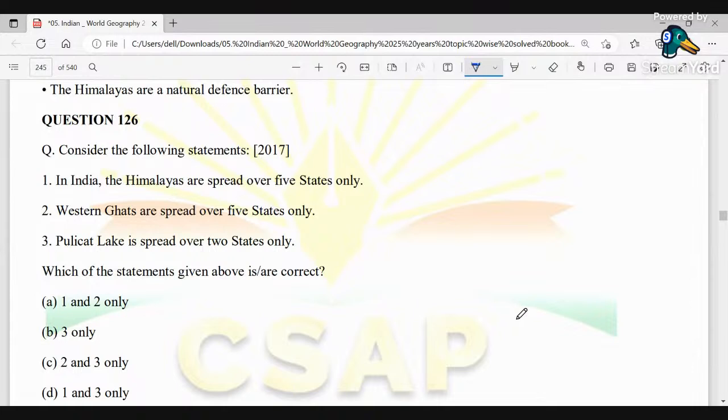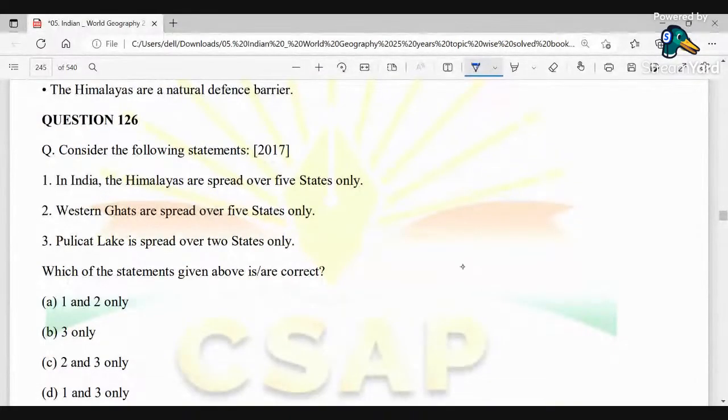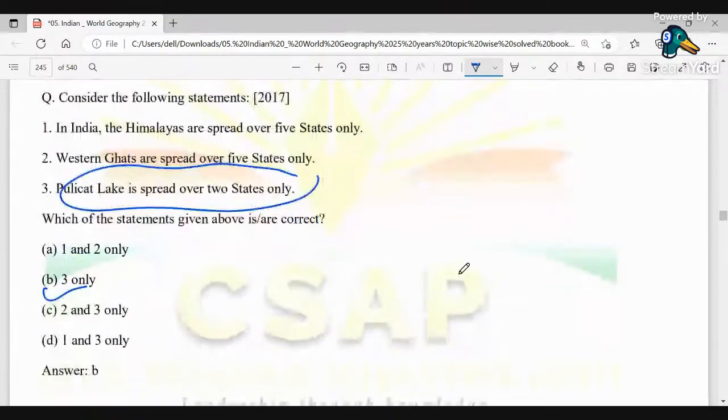The first question says: considering the following statements, in India, the Himalayas are spread over 5 states only. Western Ghats are spread over 5 states only. Pulicat Lake is spread over 2 states only. Which of the above statements is or are correct? The options are 1 and 2, 3, 2 and 3, 1 and 3. Here the correct option is B, that is 3 only. Therefore, only Pulicat Lake is spread over 2 states and the rest are not correct.